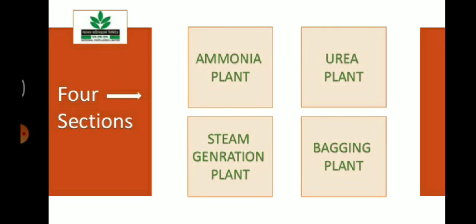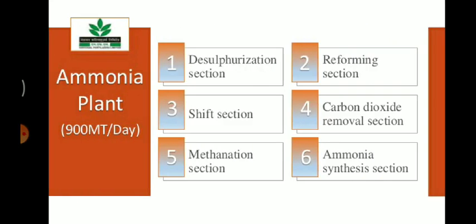So in the process of ammonia, there are four sections. In this section we are discussing the ammonia Haldor-Topsoe process. The four plants are the ammonia plant, urea plant, steam generation plant and bagging plant.